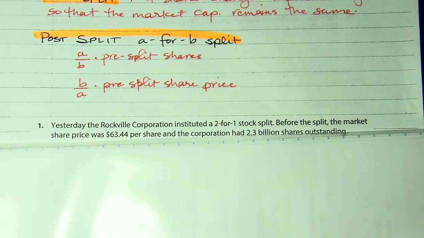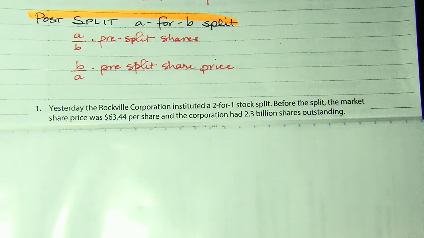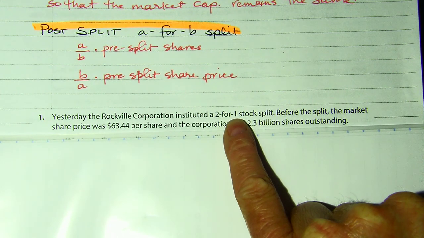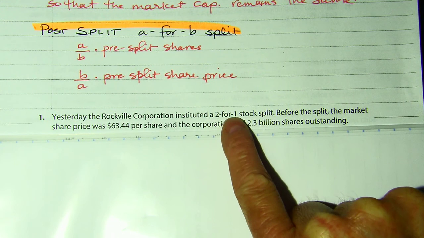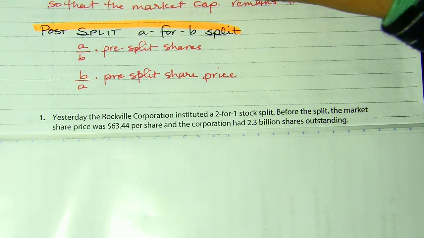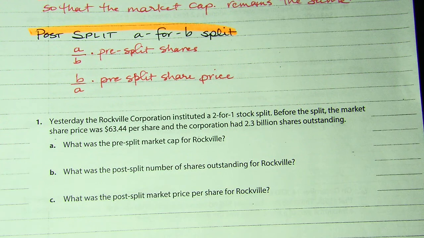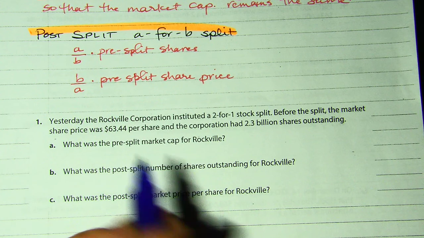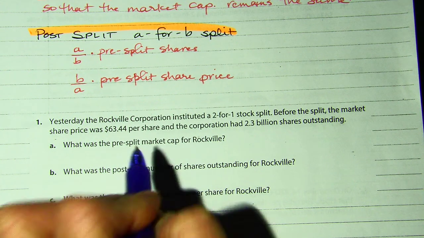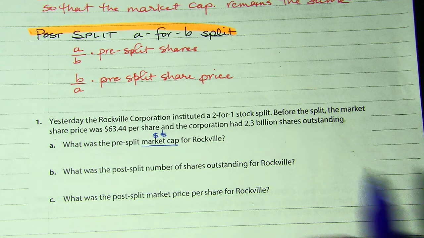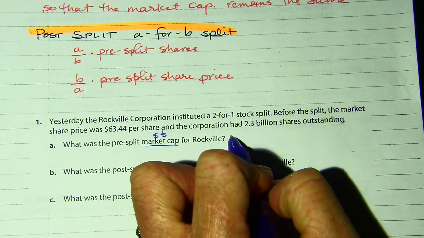Yesterday, the Rockville Corporation instituted a 2 for 1, meaning that for every share or stock that you hold, you're going to get 2 for each one. Before the split, the share price was $63.44, and the corporation had 2.3 billion shares outstanding. So part A, what was the pre-split market cap? Now remember, market cap refers to the total value.